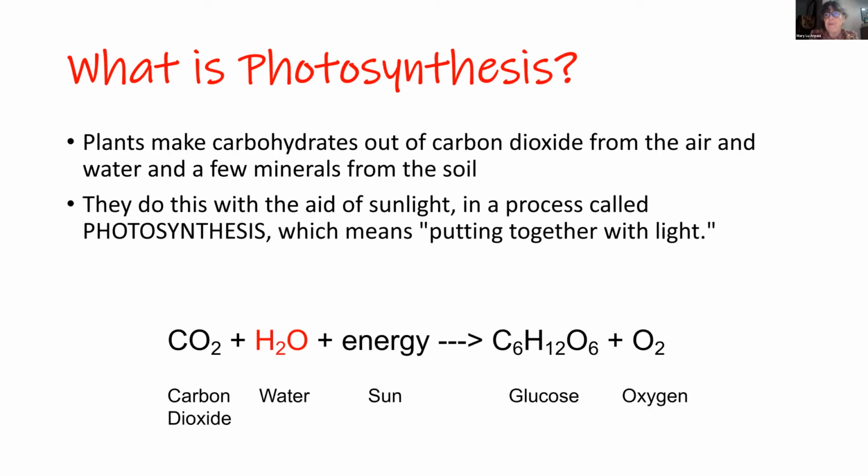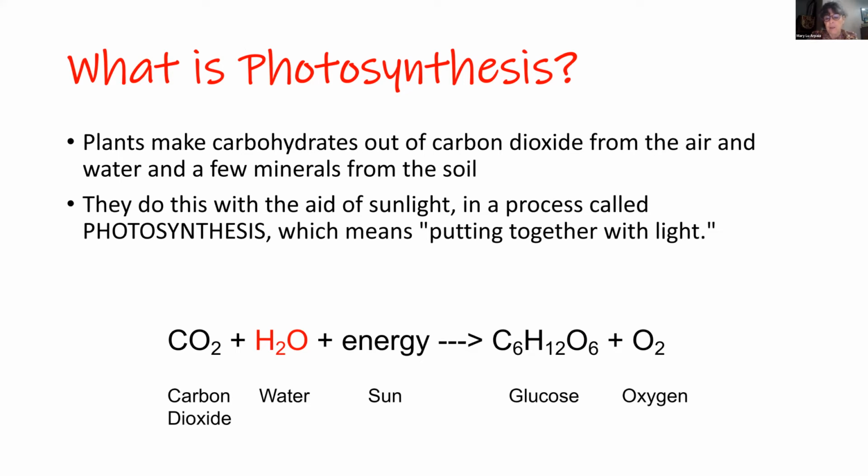But photosynthesis, from a plant perspective, is very important because photosynthesis provides the building blocks for everything else that goes on in the plant. So the plants make carbohydrates out of the air by taking in carbon dioxide. They use water from the plant and energy from the sun to produce glucose and also oxygen.